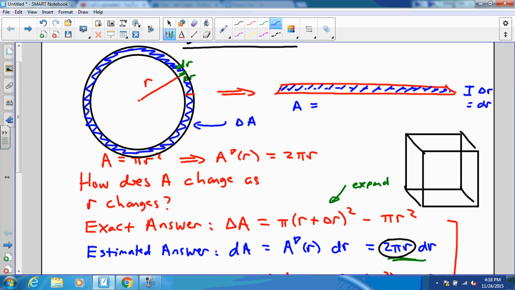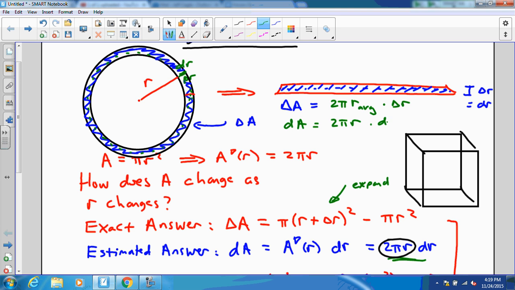And the average length right here corresponds to the average circumference of the circle as you go around. So our delta A is equal to then the average circumference, or 2 pi times the average radius, times delta R. Excuse me, I needed to label that correctly. That's our delta A. How does that compare to the dA?